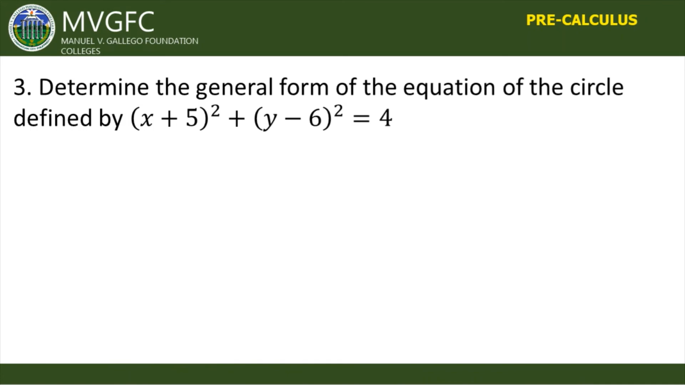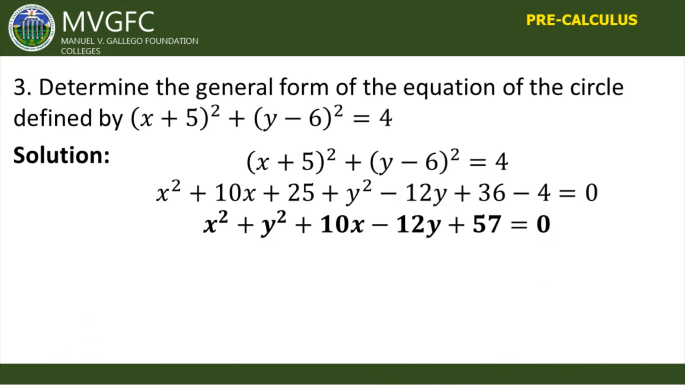For the last example, we need to determine the general form of the equation of the circle defined by x plus 5 quantity squared plus y minus 6 quantity squared is equal to 4. So again, you can use the shortcut method. So we have x multiplied by x or x squared. We have here next, x times 5 is 5x multiplied by 2, that is 10x. Last, we have 5 squared or 5 times 5 is equal to 25.